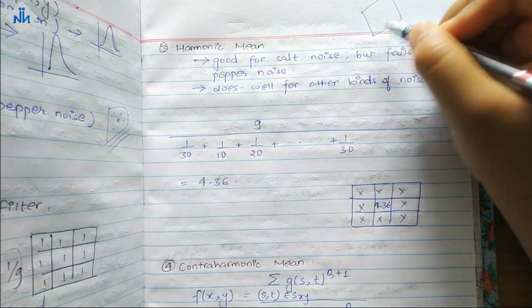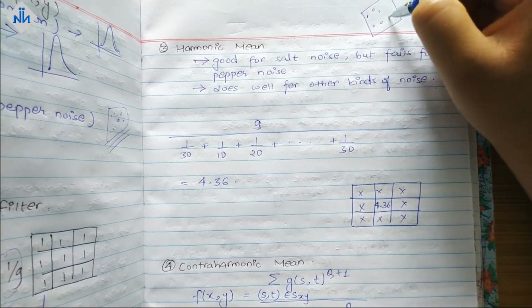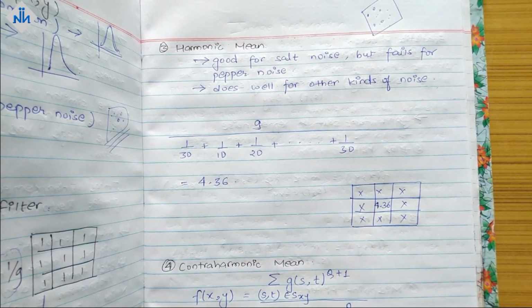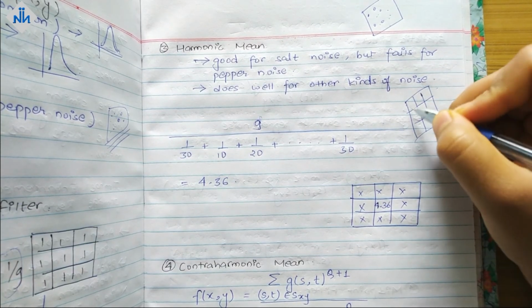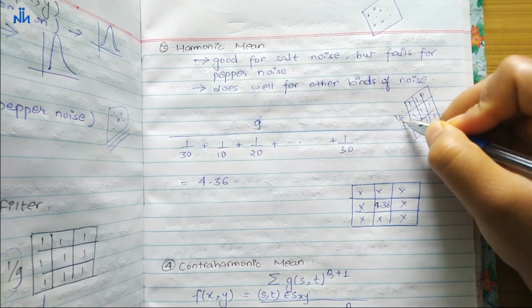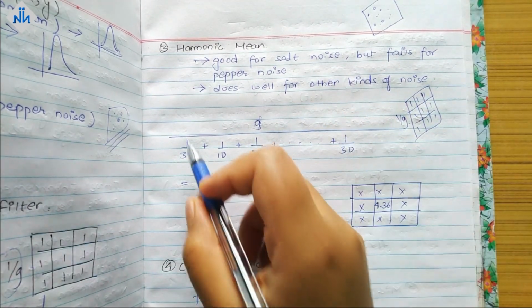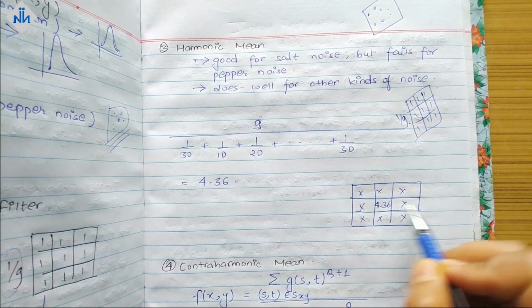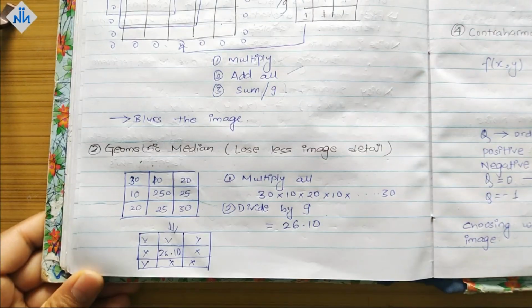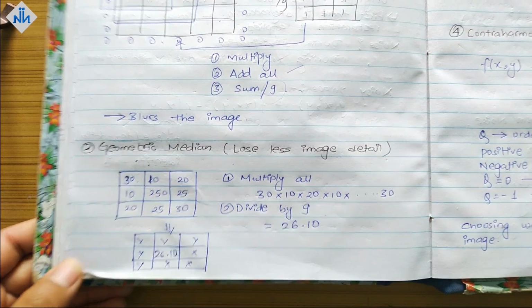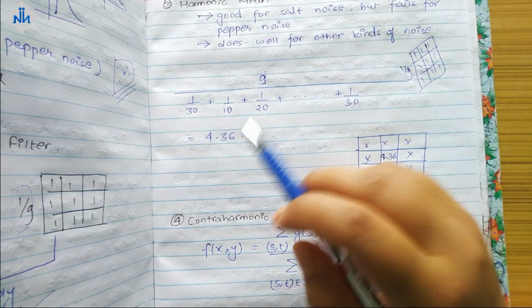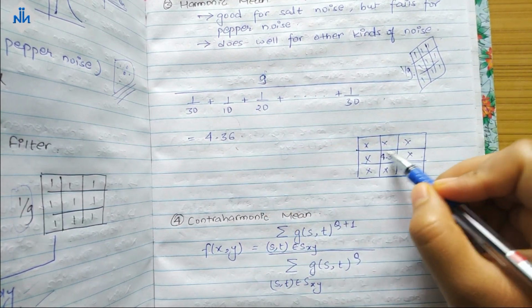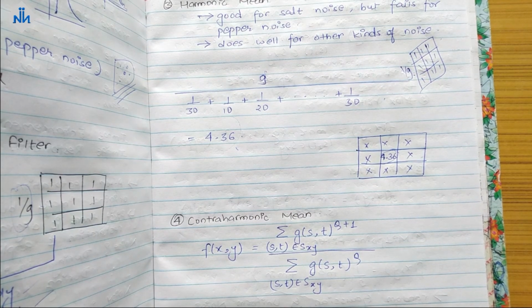Pepper noise is noise like this, and salt noise is something like this. I hope you got the basic understanding. In the harmonic mean, what we do is take 9 up, divided by 1 by each of the values. Our image was this: 30, 10, 20, all of this. So we compute 9 divided by 1/30 plus 1/10 plus 1/20 till the end, and we get the answer 4.36. So this is the harmonic mean.